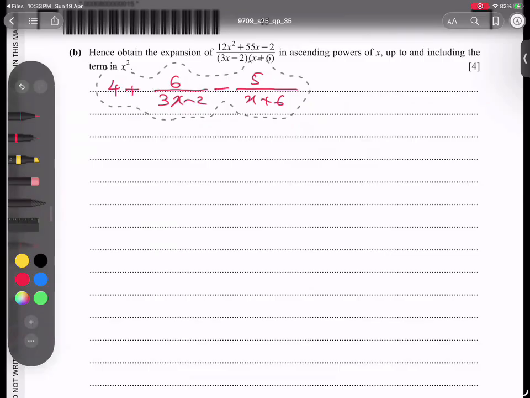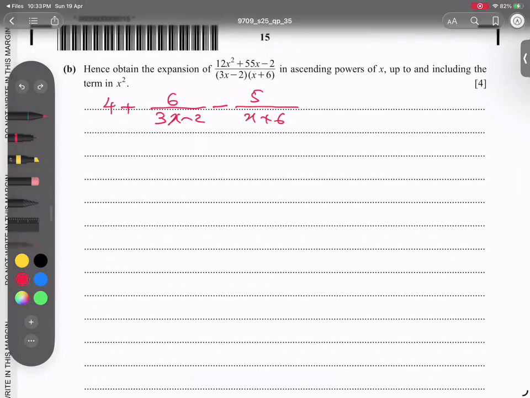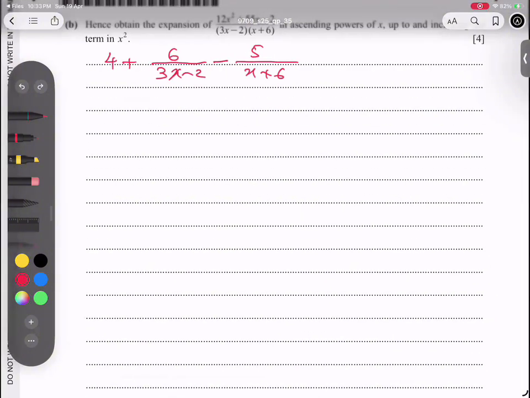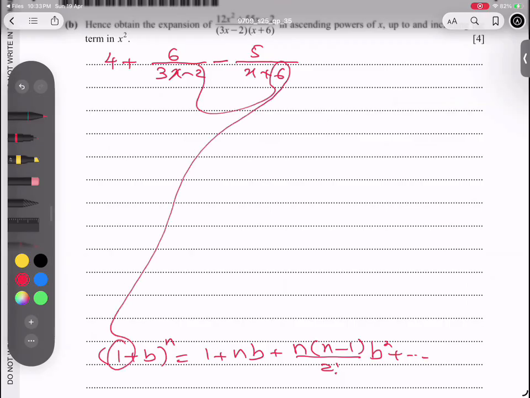So check it now. What is the method, students? Can I apply the binomial formula directly? Not at all. Basically, we need a 1 here, any one, because the formula is 1 plus b power n. The formula is 1 plus nb plus n into n minus 1 over 2 factorial into b square. So this formula is available with us, but it's applicable only when we need a 1, but we have a 6 here and negative 2.